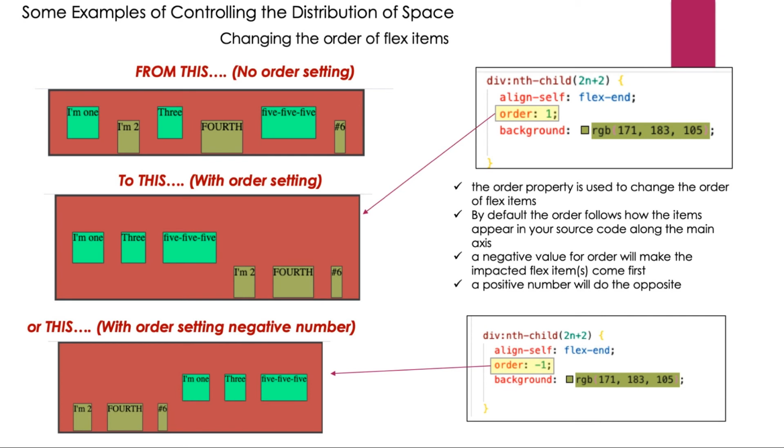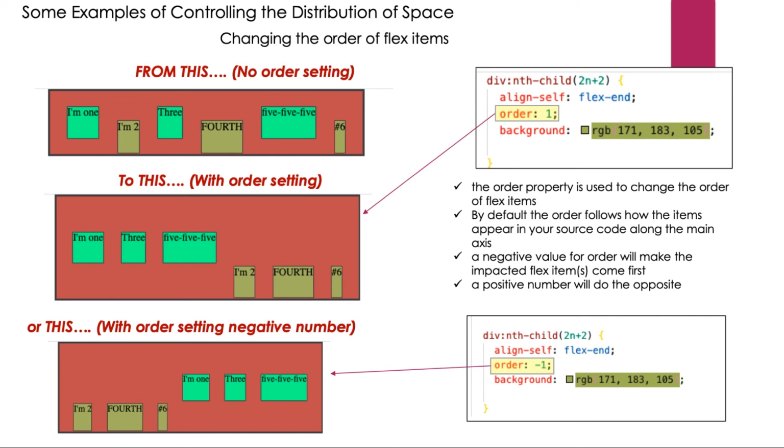I did not know about the order property, but there is an order property, and I'm using it here, building upon everything that we've just done. The order property is used to change the order of your flex items. By default, the order will follow however you have them laid out inside of your source code. A negative value for order will make the impacted flex items come first, right? Because by default, they're 0. So if I set it to -1, they come first. If I set it to a positive number, it will come after.